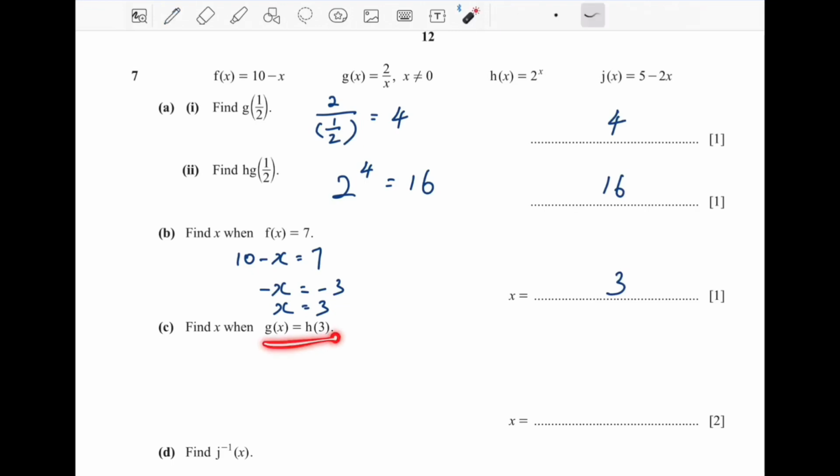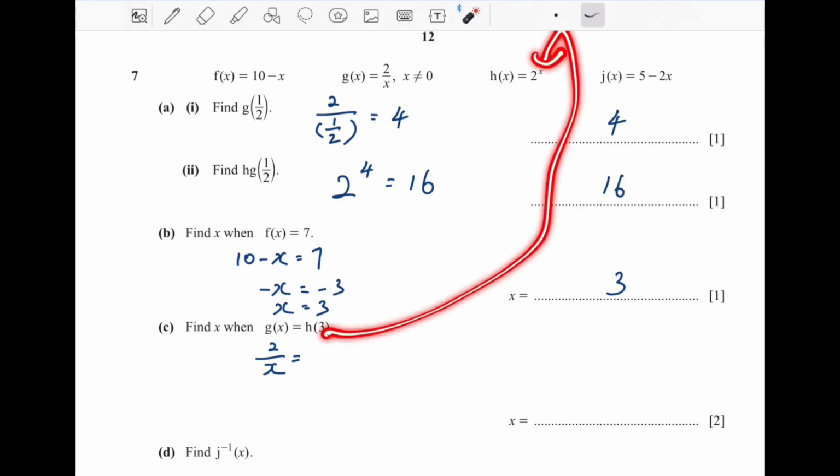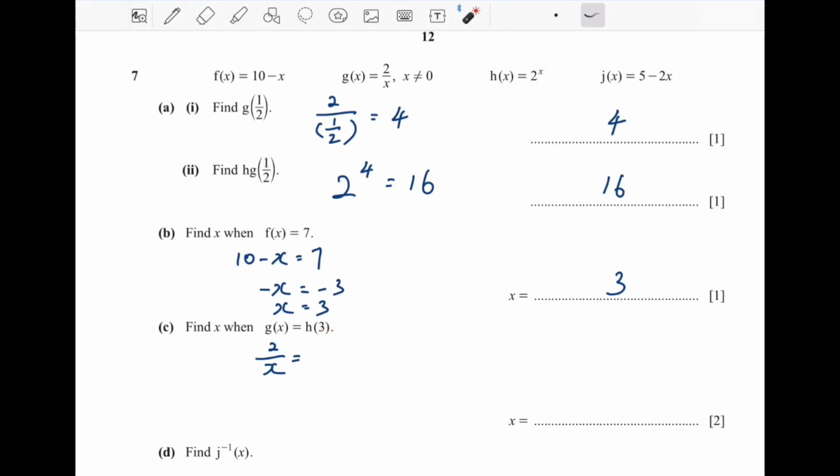Find x when g(x) equals h(3). g(x), replace with this, 2/x. h(3). So put 3 into the x as an input for the h function. So 2 power 3. Swap between x and x. One over 4.